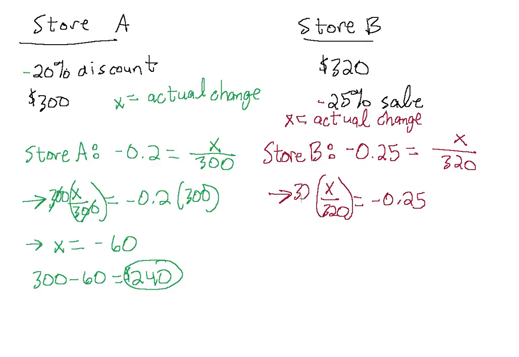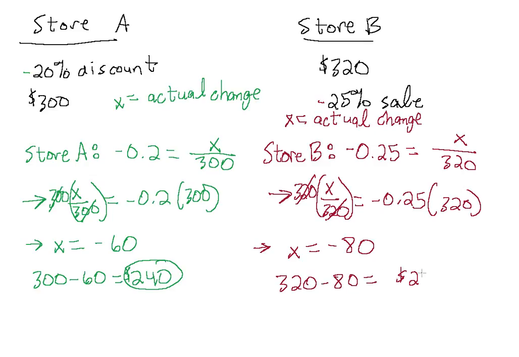We're going to multiply both sides by 320. These two terms cancel. We're left with x on the left side. We're going to have a minus 0.25 times 320, which is going to give us a minus 80. So the sales price is $320 minus $80. So we subtract $80 from our original price, and this gives us $240. Okay, so the discount price for the computer for store B is $240.